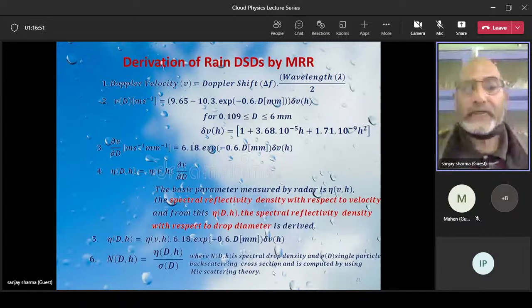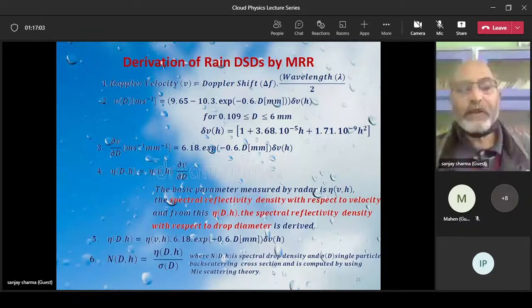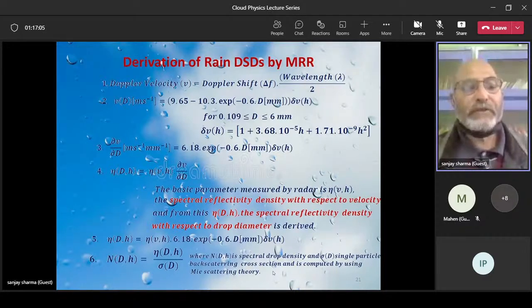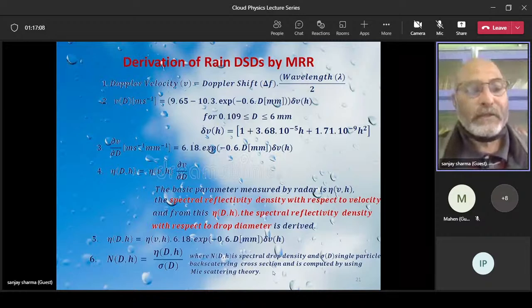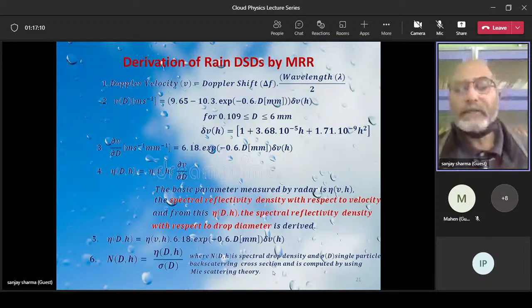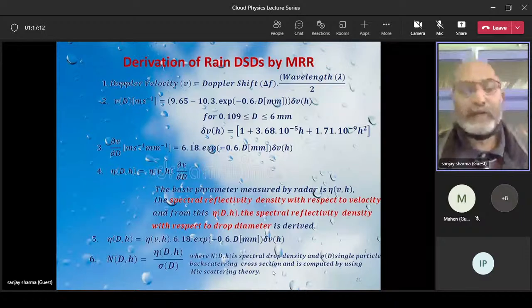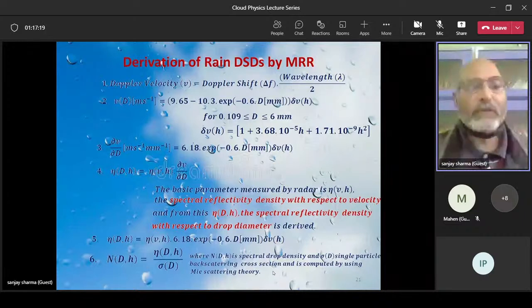I strongly advise new research scholars to try this manually with some simple examples. And once we have the spectral reflectivity density, we can extend this to equations four and three. By using four and three, we get equation five.